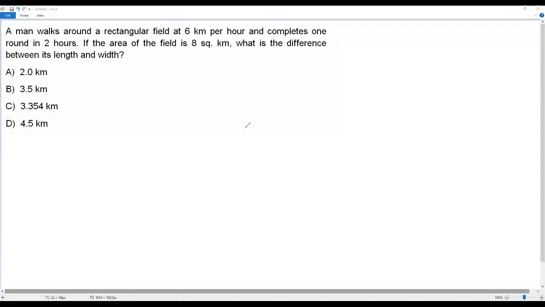Here we have a SAT math question. Let's go with the information. A man walks around a rectangular field at 6 km per hour and completes one round in 2 hours. If the area of the field is 8 square kilometers, what is the difference between its length and width?